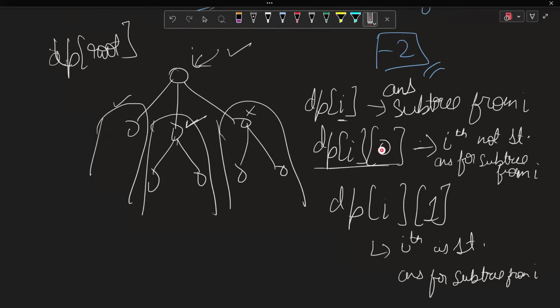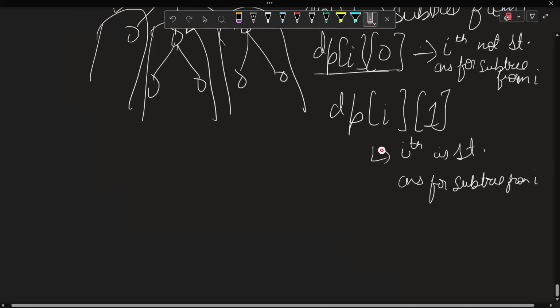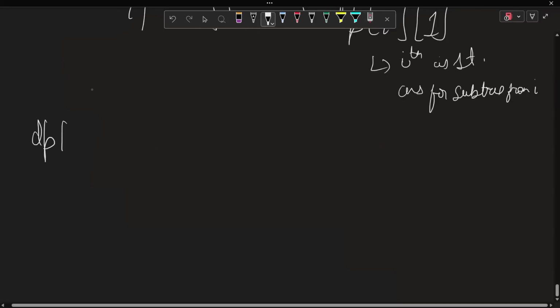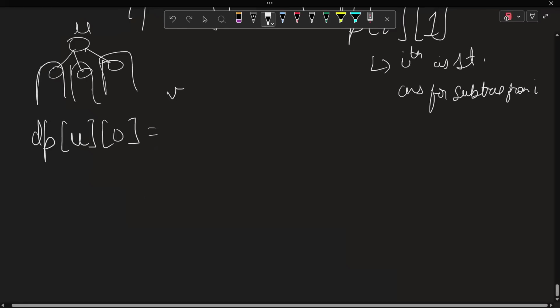Now what would be my transitions? Okay, so I'm writing the transition for, let's say, dp[u][0]. So I have a node u and it has many children. Let's say v is one of the children. One by one, we would go to every child. Okay, what would its answer be? So this would be a whole tree in itself.